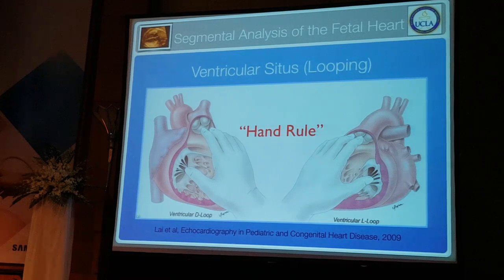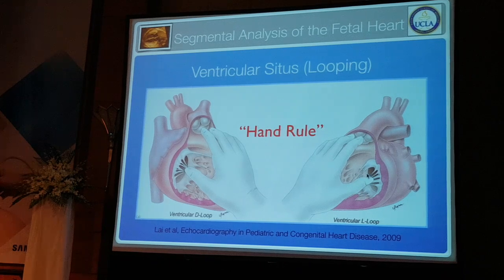If you look on the left, that's a normal heart. This is a normal right ventricle. This is the tricuspid valve and pulmonary valve. And you see that this is a right hand, and if you put the palm onto the septum in the right ventricle, the thumb points through the AV valve and the fingers in the outflow. That's a normal right ventricle. The right hand fits it, so it's D-looped.